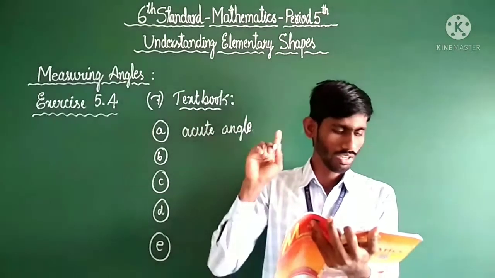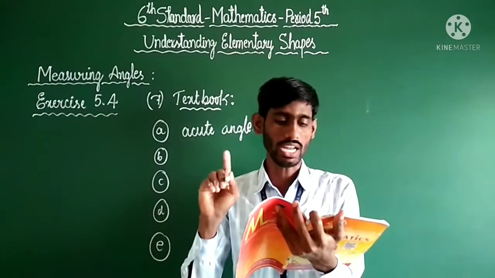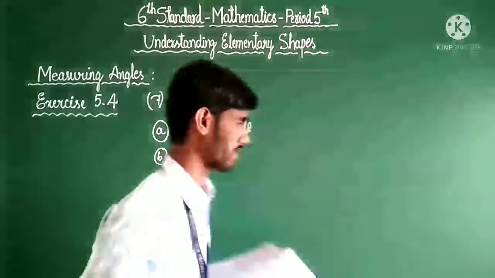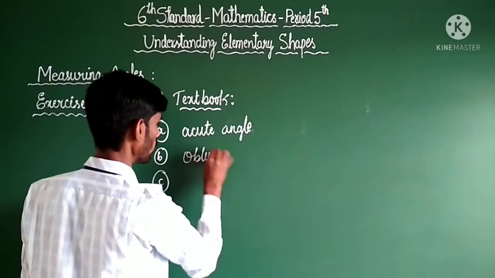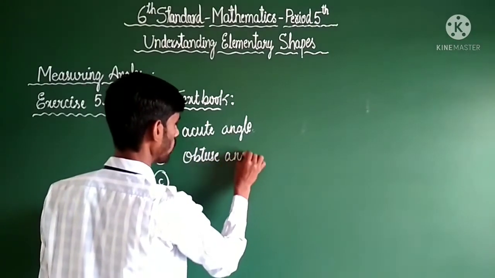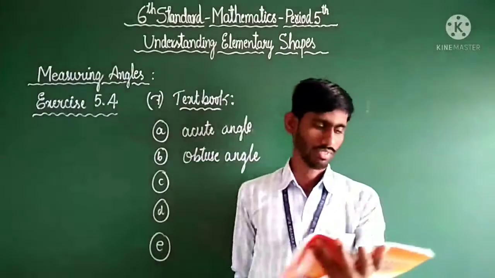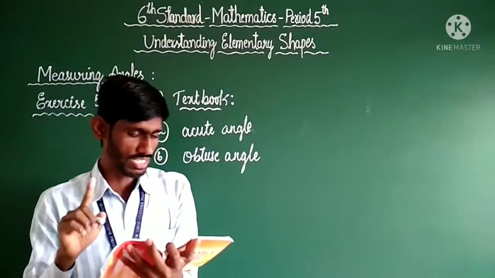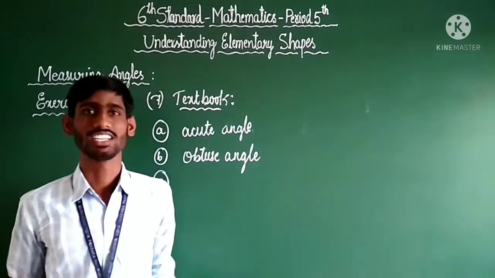Second question. An angle whose measure is greater than that of a right angle is called obtuse angle. Obtuse angle. Okay.